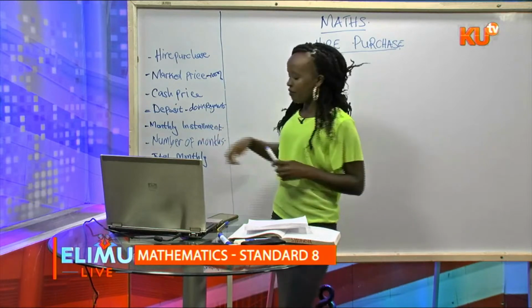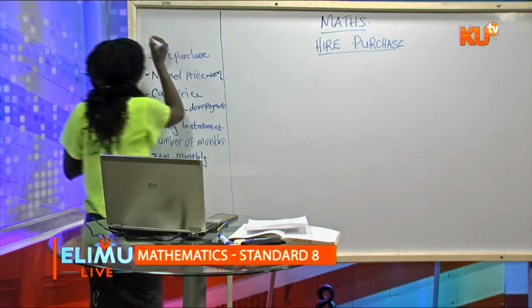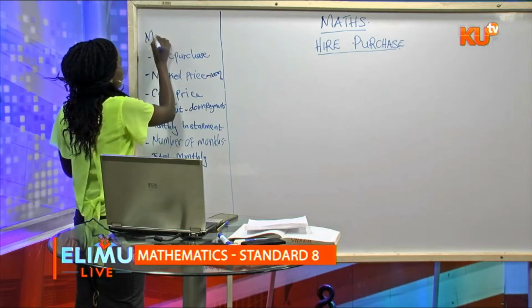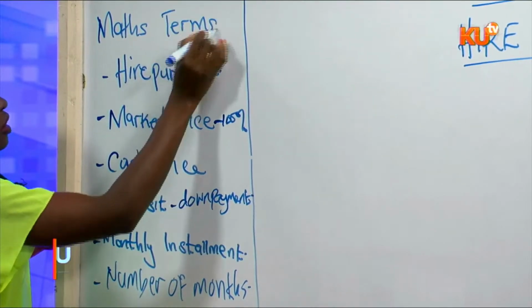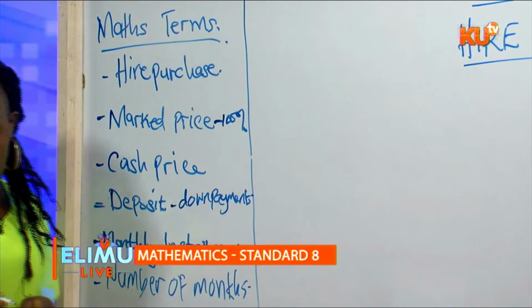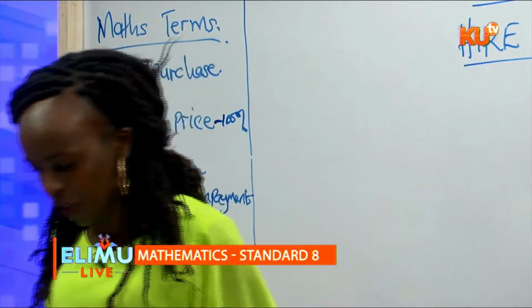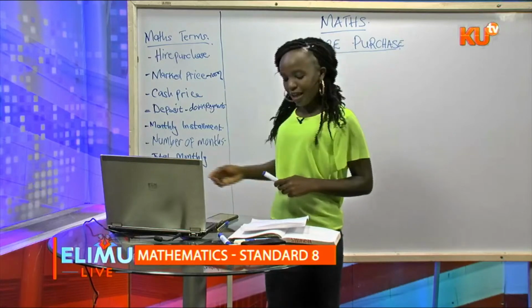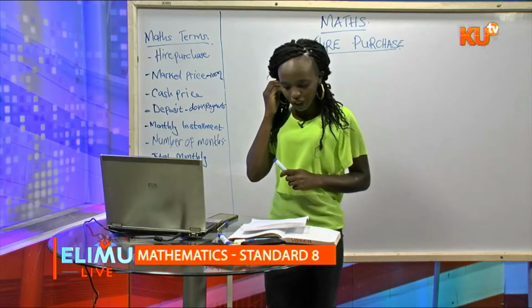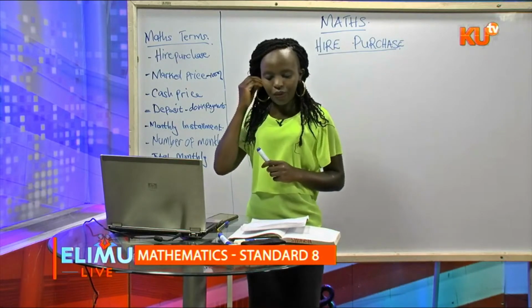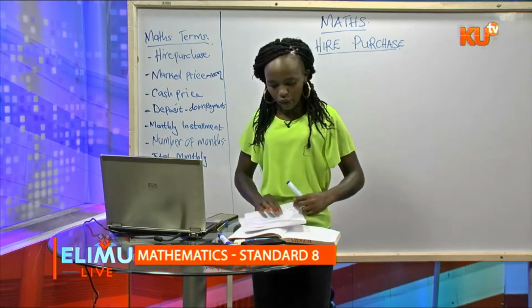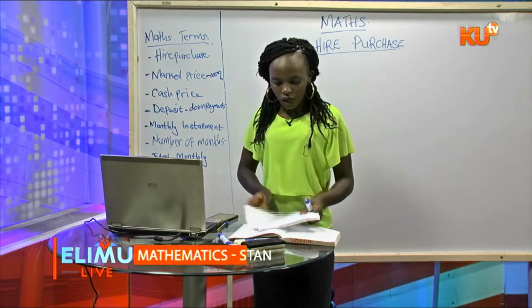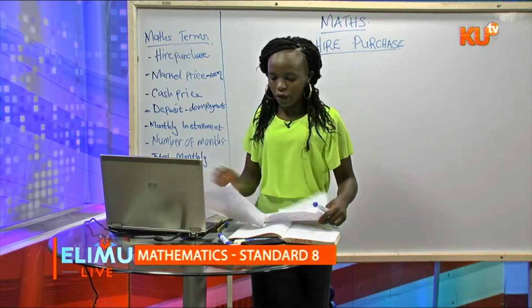So these are some of the terms. We call them the maths terms that we are going to come across when we are doing hire purchase. Now we have understood what we mean by all those words. Those are the words that we are going to come across in our calculations as we go through our topic today.